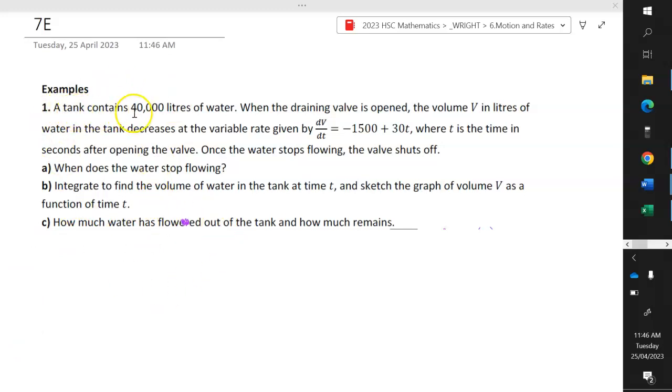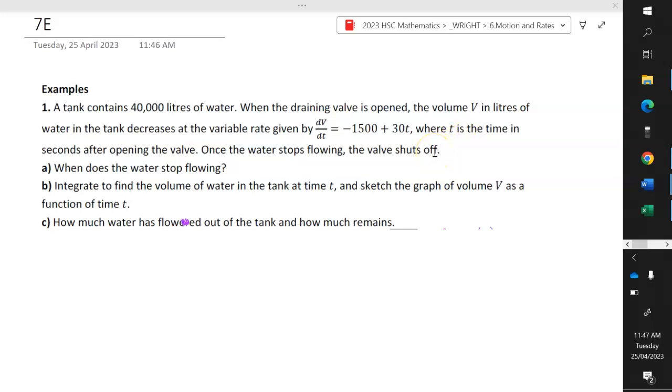A tank contains 40,000 litres of water. When the draining valve is opened, so we'll think of it as a water tank that's in your backyard, the volume in litres of water in the tank decreases at this rate shown. So the volume with respect to time is given by this value here, where t is the time in seconds. So we're not in hours, we're in seconds after opening the valve. Once the water stops flowing, the valve shuts off.